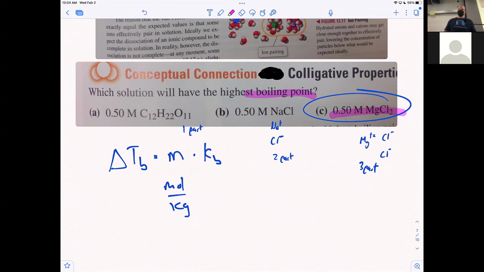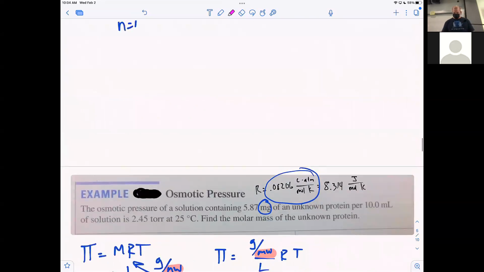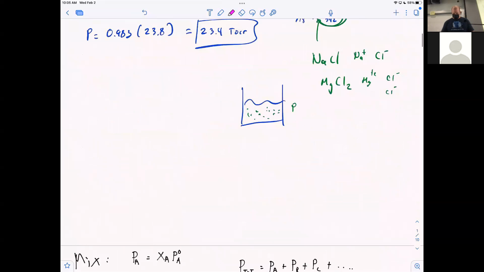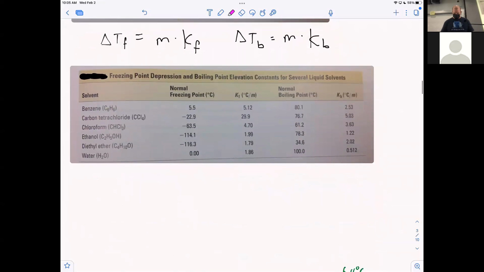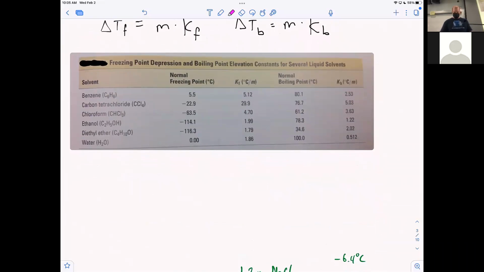It's implied because it's water. These constants are just different for the solvents. So here are the freezing point depression and boiling point elevation constants for liquid solvents, and water. It's right there. And it wasn't explicitly said in the problem, but it was implied it was water.